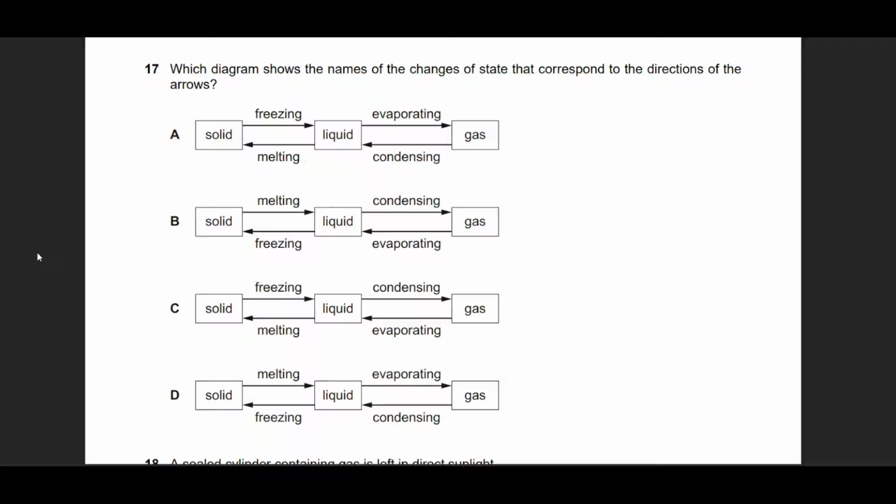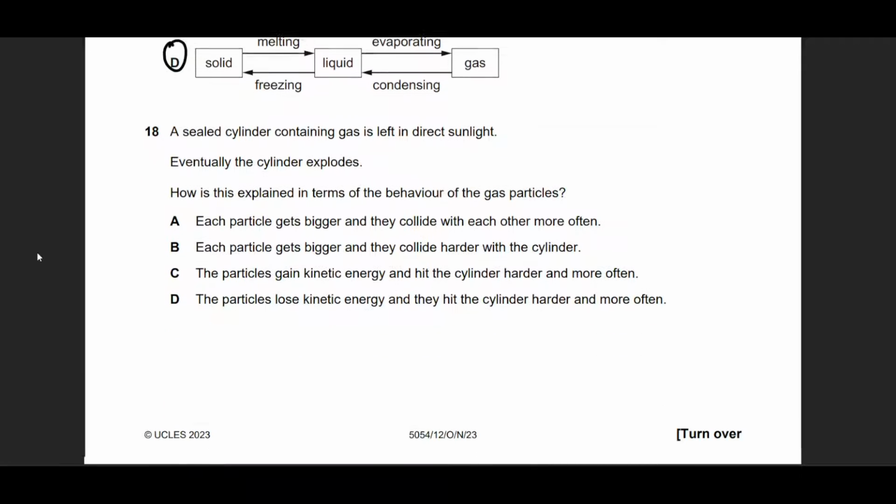Which process is called what? You can pause the video. You can see for yourself. It's very easy, very straightforward. The answer is option D. I'm not going to get into the details because you already know this. We've done this chemistry as well.